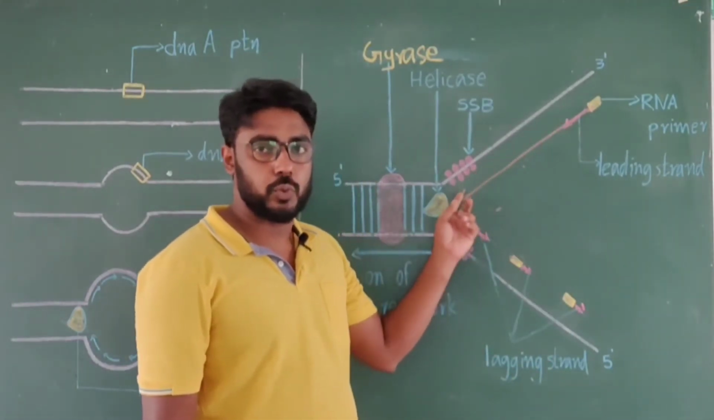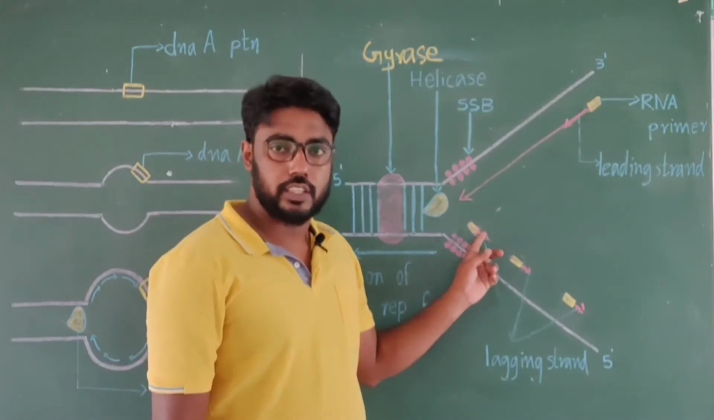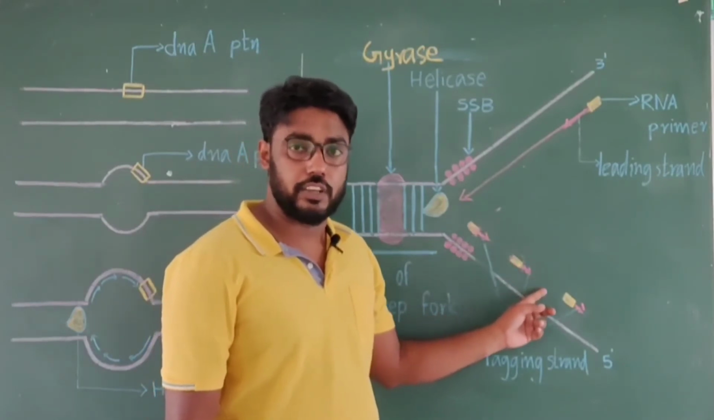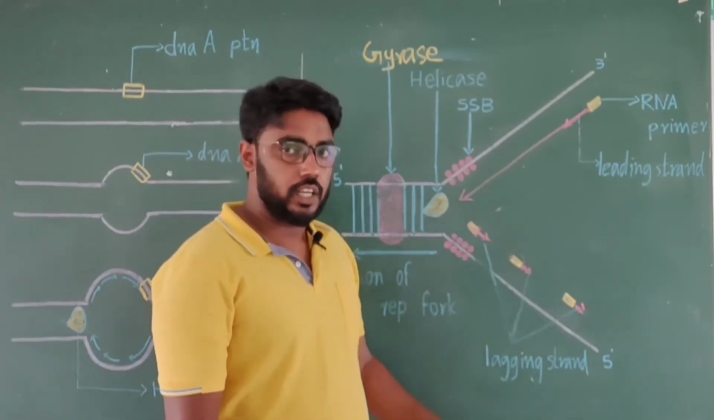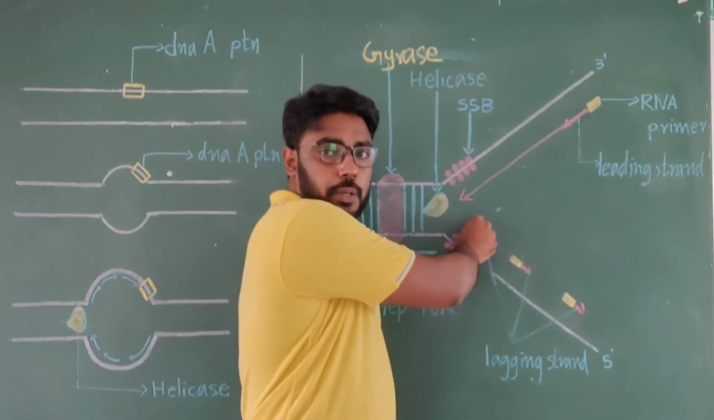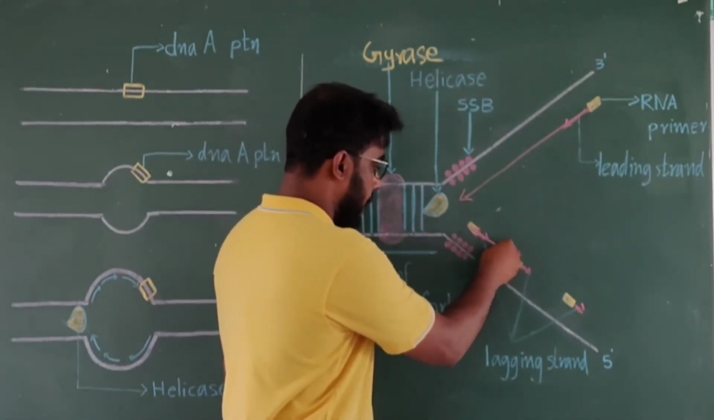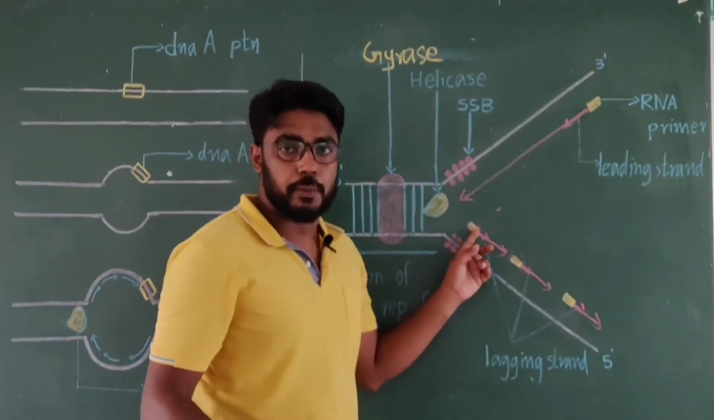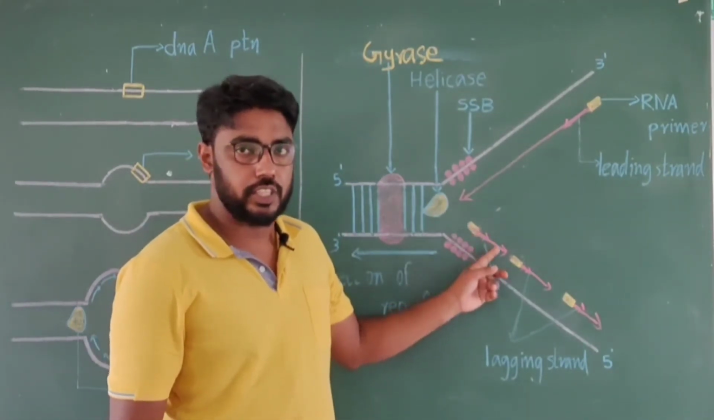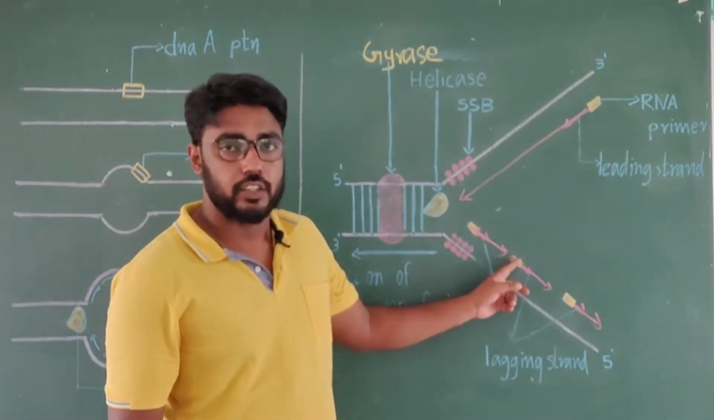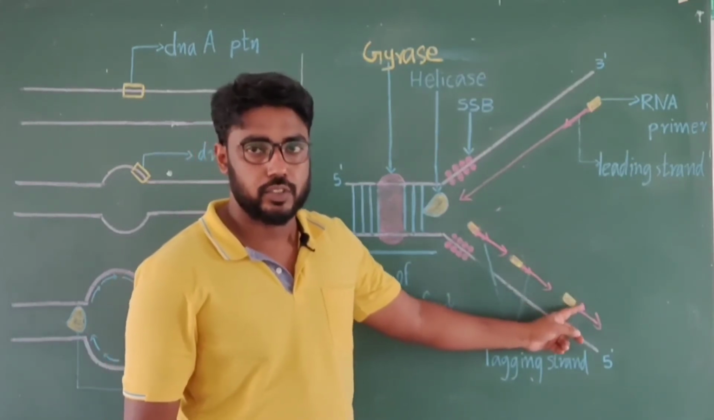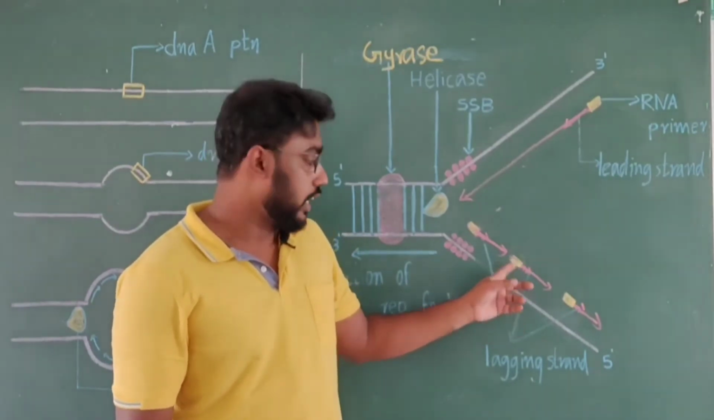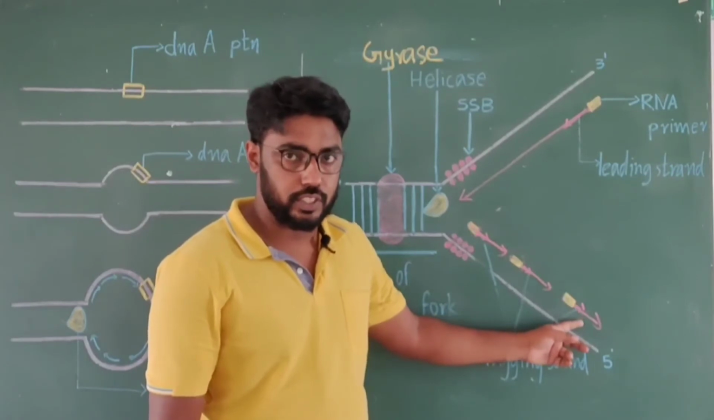This strand will be synthesized away from the replication fork, starting from this primer. From this primer, a small piece is synthesized, and here also one piece is synthesized, and here also. This strand is known as the lagging strand, because the lagging strand is not a continuously synthesized strand.